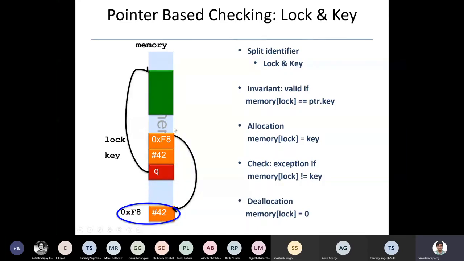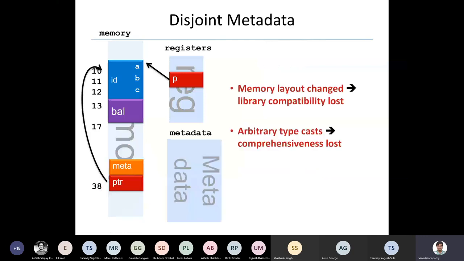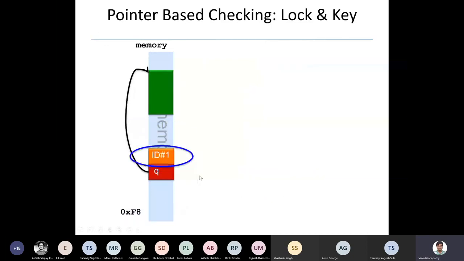Now I'll show you the actual bounds example and how this approach is able to detect dangling pointer errors. This memory is set to 0 whenever there's a deallocation. So let's walk through an example. The example is not really working here, so let us go back to the previous slide and see how it works.